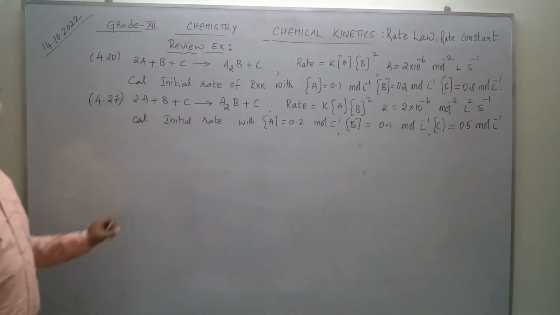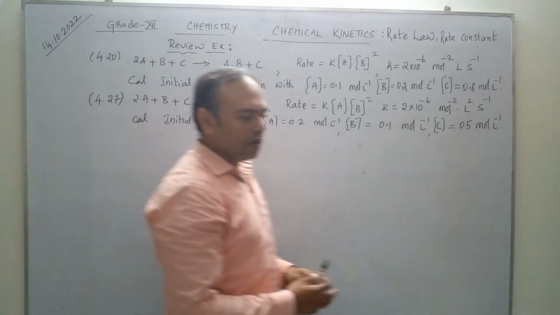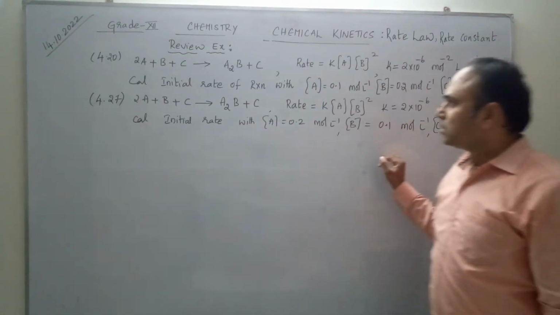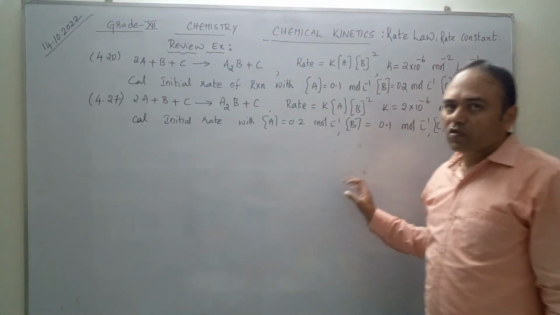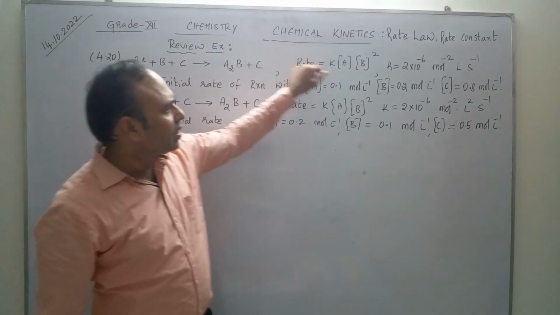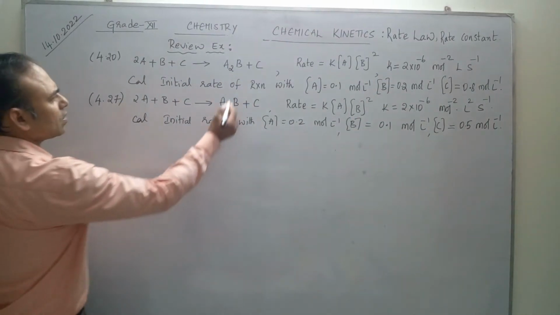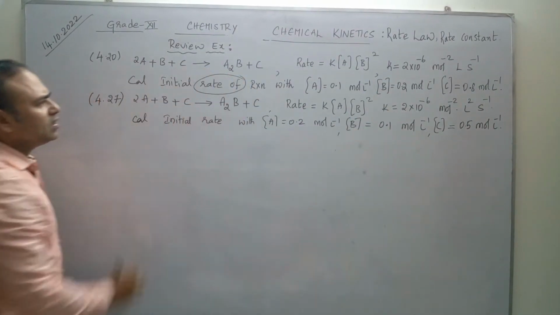Now let us review exercise questions 4.20 and 4.27. These two questions are similar. First let us solve 4.20. Here they have given the equation, the rate law and the rate constant, and they are asking to find out the initial rate of the reaction.